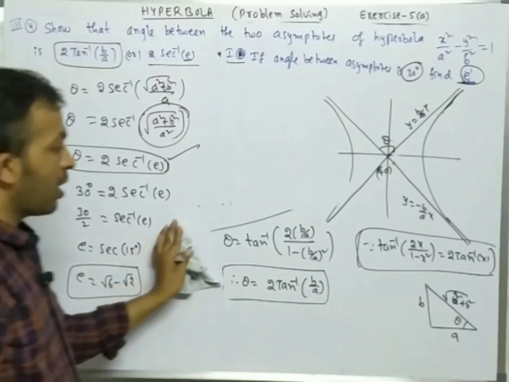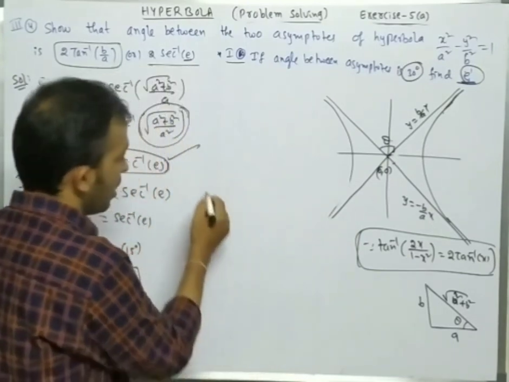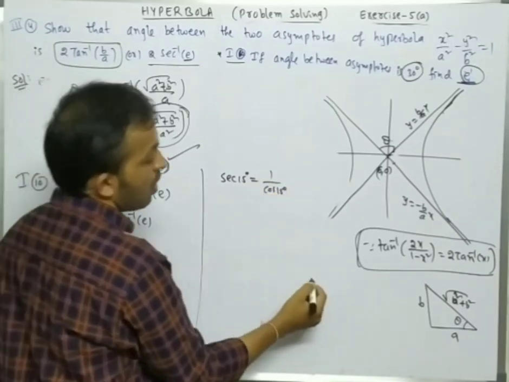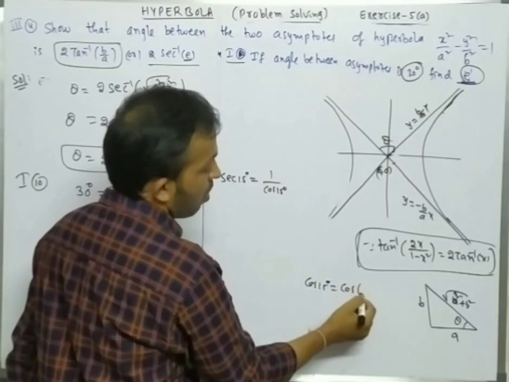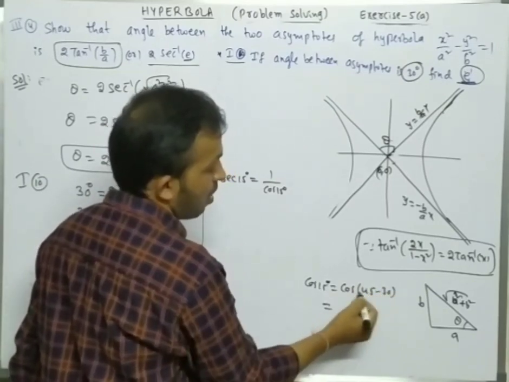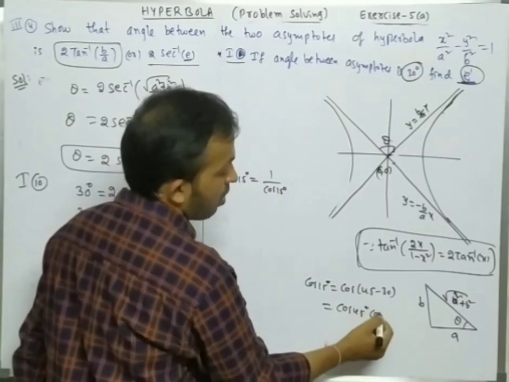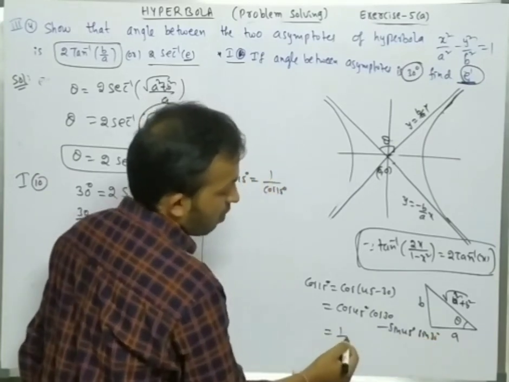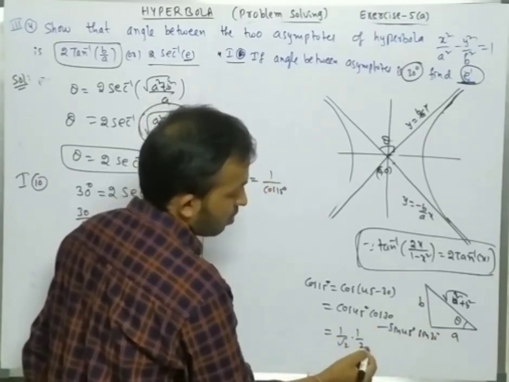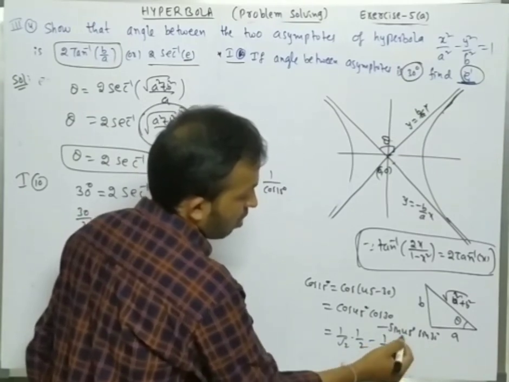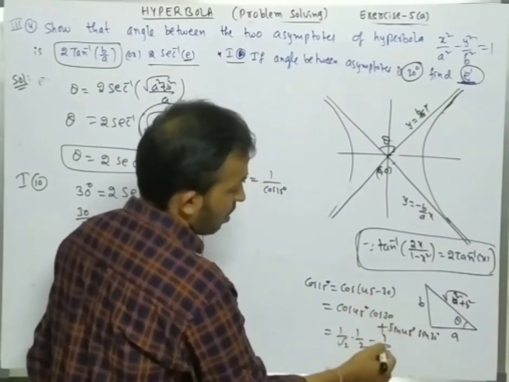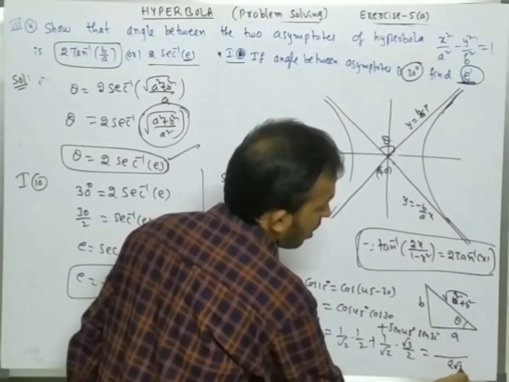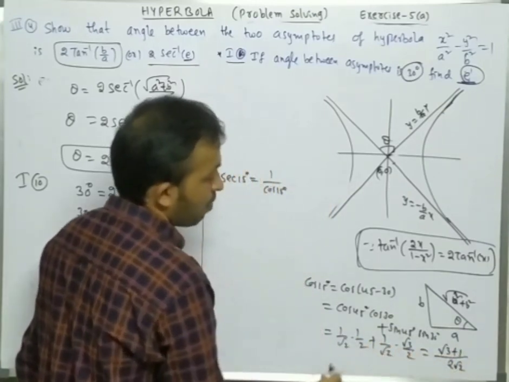How can we find secant 15? In trigonometry we already did this. So secant 15 can be written as 1 by cos 15. How can we estimate cos 15? Cos 15 value: cos of 45 minus 30. This is of the form cos of a minus b, which is cos a cos b plus sin a sin b. Right? So cos 45 is 1 by root 2, cos 30 is root 3 by 2, plus 1 by root 2 into sin 30, which is 1 by 2. So taking LCM 2 root 2, the answer is root 3 plus 1 by 2 root 2.